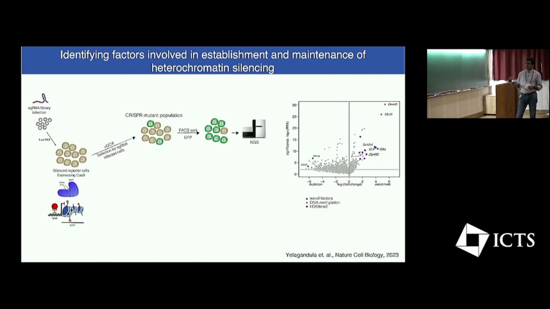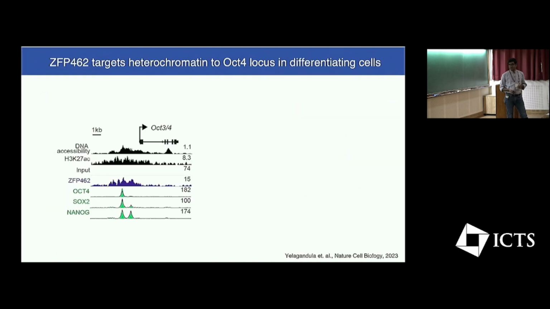As expected, we found DNMT1 and UHRF1, which are the maintenance methyltransferases. Also, we found H3K9 methyltransferases. In addition to that, we found a few novel factors, and among them, zinc finger 462 caught our attention because it is a sequence-specific factor. So what is a sequence-specific factor doing in the maintenance of epigenetic memory at this reporter? We did multiple validation studies, and after that we also performed ChIP sequencing for zinc finger 462, and we found that zinc finger 462 binds at the enhancer region of OCT4, where OCT4, SOX2, and NANOG bind.